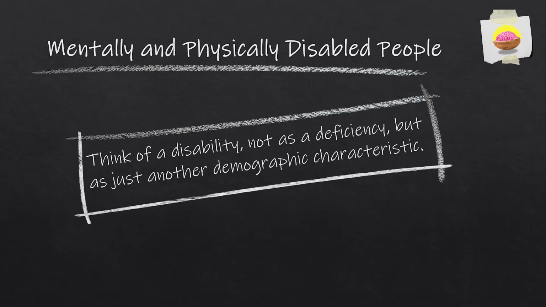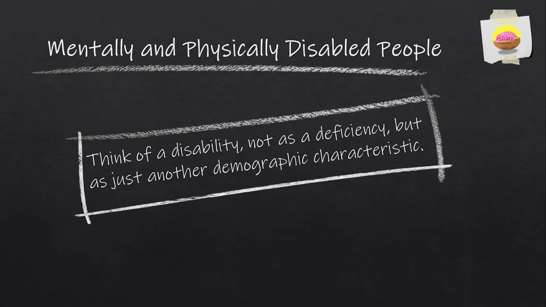Okay, then what about mental and physical disability? Well, I want to invite you to recalibrate your brain when it comes to those with disabilities. Think of a disability not as a deficiency, but as just another demographic characteristic. So what do I mean by a demographic characteristic? Well, some people are male, female, something in between. Some people are tall, some people are short, some people have red hair, some people have blonde hair, some people have black hair, some people are old, some people are young. These are demographic characteristics. None of those characteristics are deficiencies.